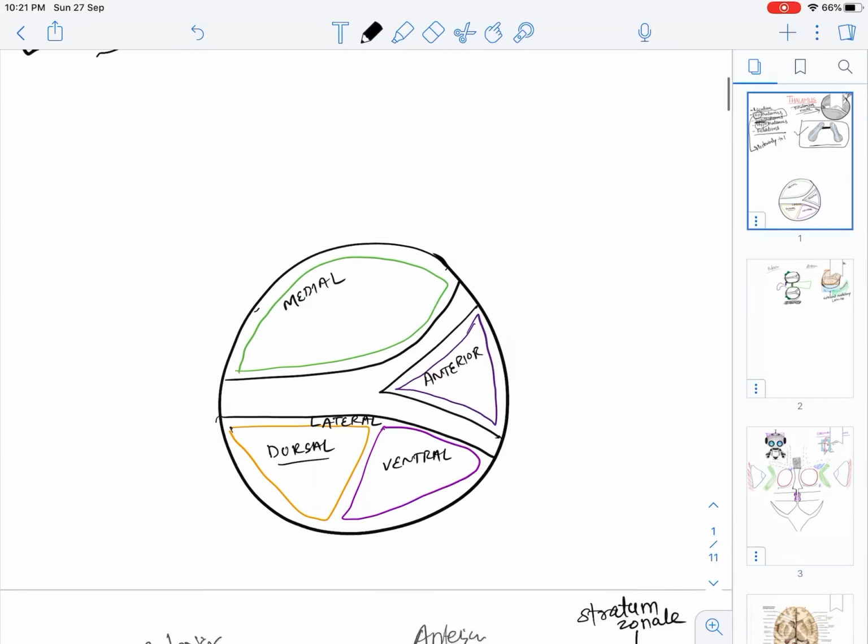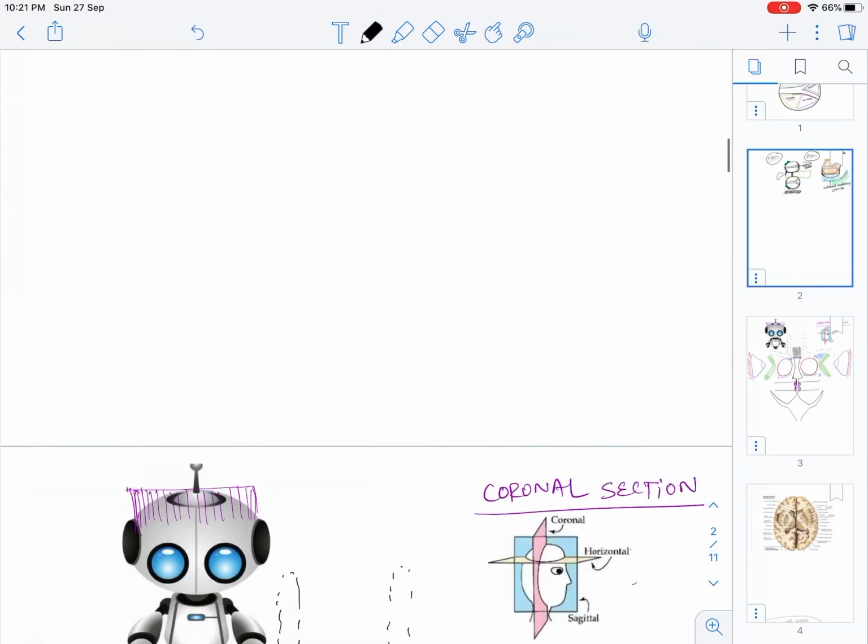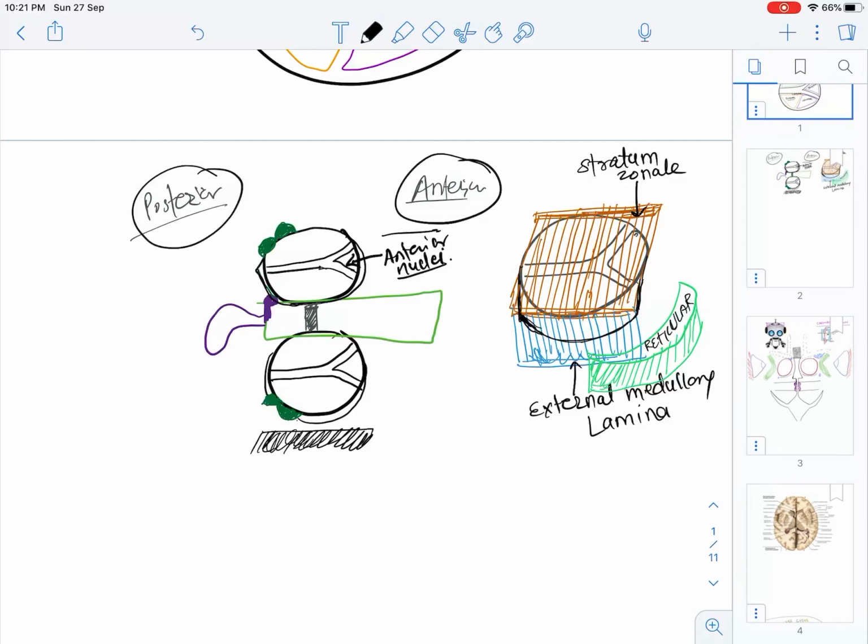I will show you. In this structure, this is the anterior part, this is the posterior part. Always remember the Y: the fang of the Y, the gap, always represents the anterior nuclei of thalamus. And this posterior portion which I have shown is the epithalamus, which is the posterior part.